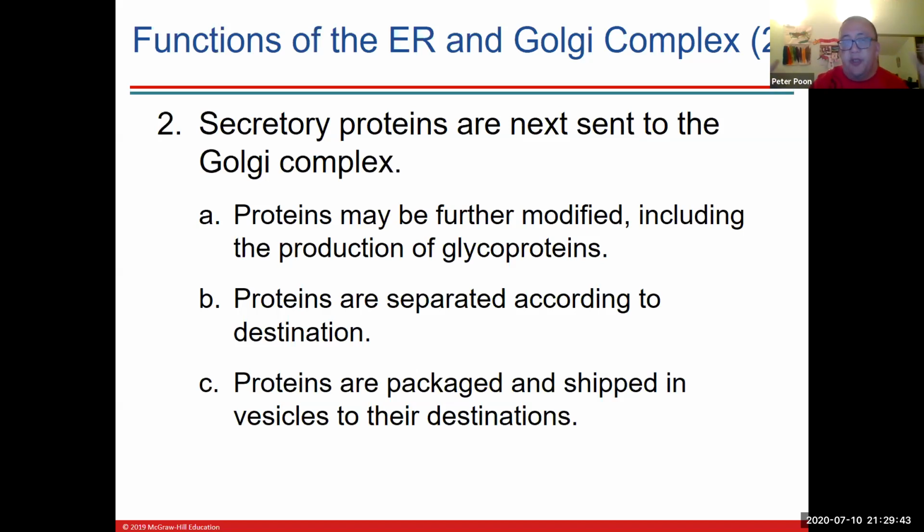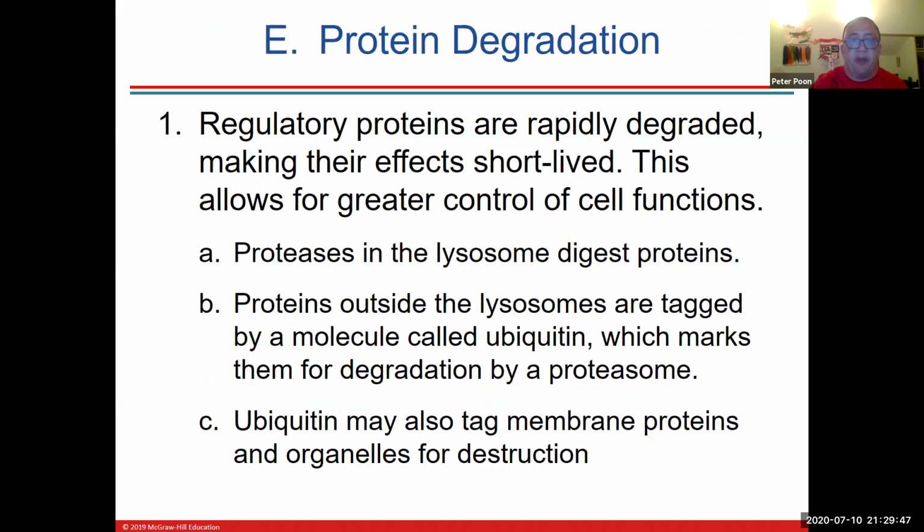Then they're shipped to their destination. So just like a post office, tagging and shipping. Proteins, once they're made, are right on the clock. You do not want proteins floating around forever. That's very dangerous, because what you're trying to do one minute is not what you're trying to do the next minute. So once you make it, you need to set a timer on it and give it a chance to die.